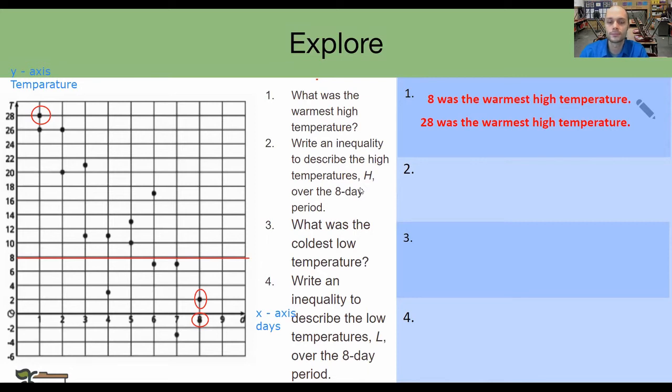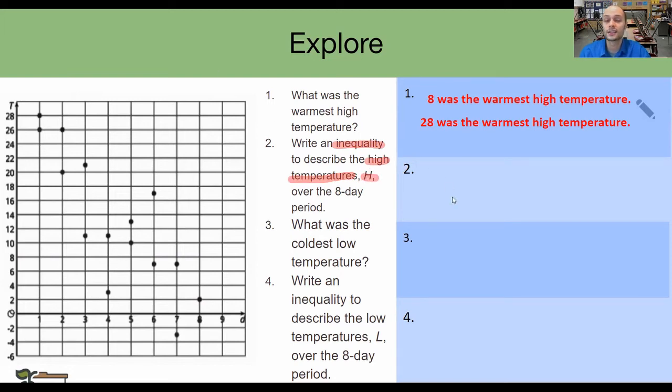All right, please pause the video, read the second question to yourself, and then let me know what you think is correct. All right, welcome back. The second question states, write an inequality to describe the high temperatures, H, over the 8-day period. So what I'm going to do is clear all our drawings, and let's annotate that because that is important. Inequality is an important word, and they want us to describe the high temperatures. And the variable that they're using, please pause the video. What variable are they using for this? All right, welcome back. If you said they're using the variable h, you are correct.